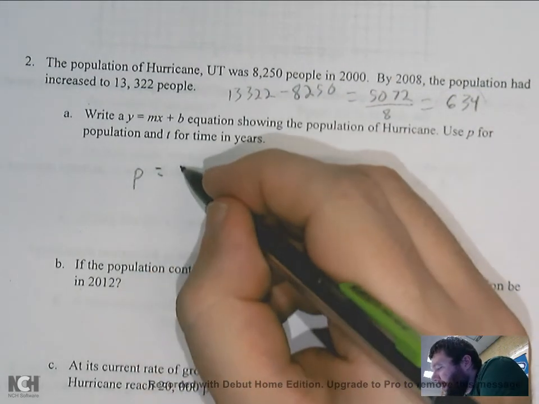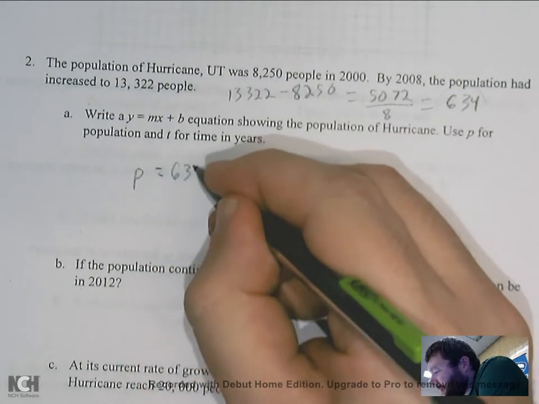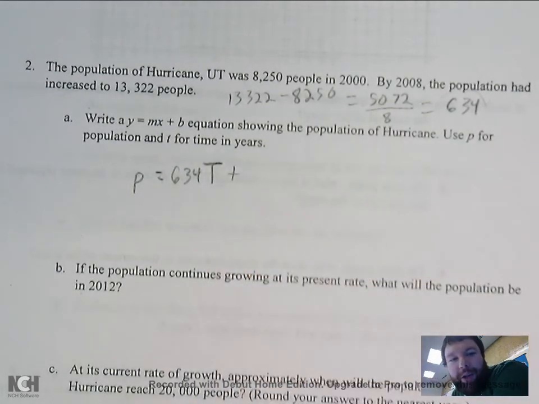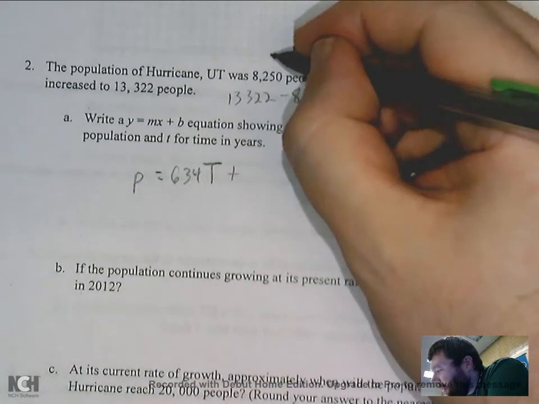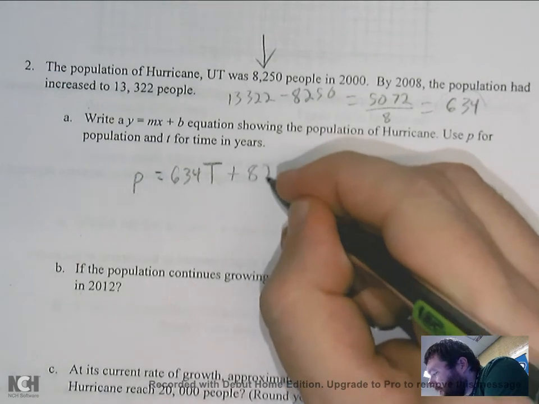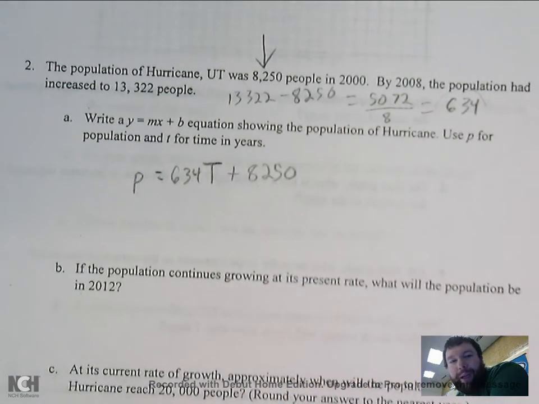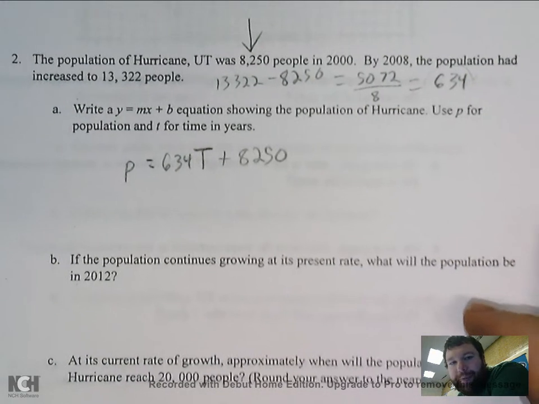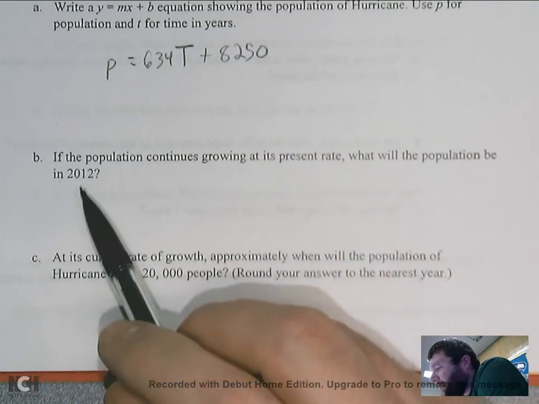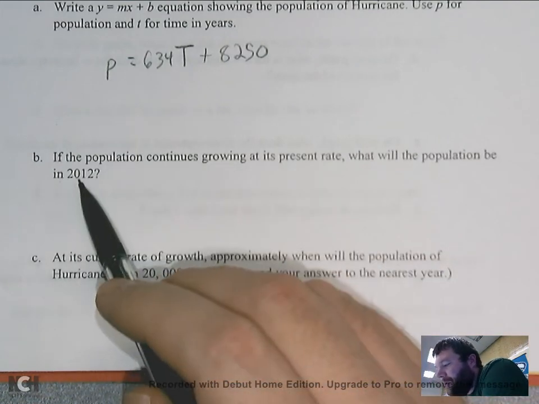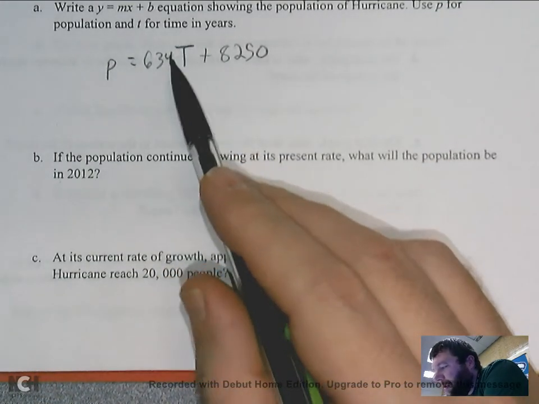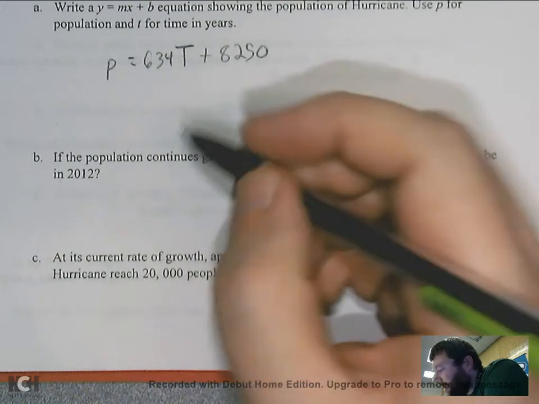So population is equal to my slope, 634, times the number of years, and then plus my y-intercept, which is my starting point, right? My starting point is what I initially had at 2000, which was 8,250. Those are my two numbers that I'm plugging into my equation. Okay. Then, if your population continues growing at its present rate, what will the population be in 2012? So 2012 is 12 years after 2000, right? So I would replace the t with 12 to figure out the population.